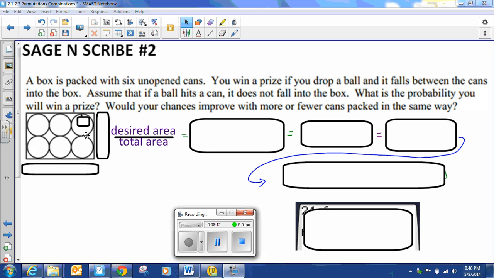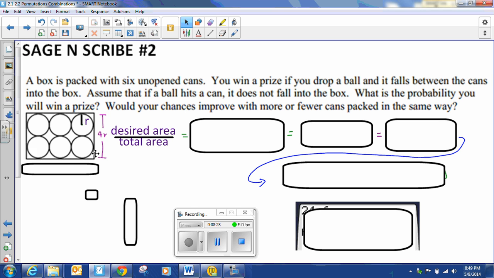So the problem is there are no dimensions given. So we're just going to use a variable r to stand for the radius. We don't know what it is, but we know that if this is the radius of the circle, then it takes 4 radii to make up this width. So this width of the rectangle is 4r. And going across this way, we have 1, 2, 3, 4, 5, 6 radii to make up the length. So now we can get somewhere.